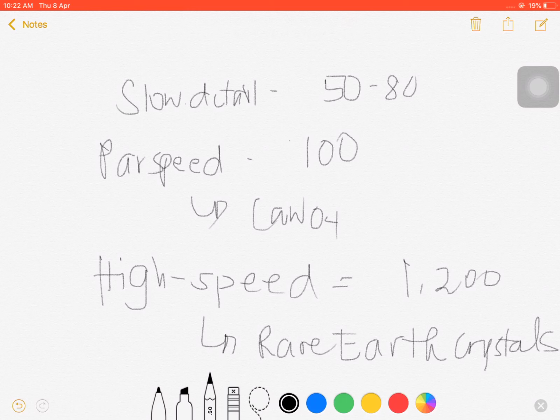Okay, again, these are the values of the screen speed. We have slow or detail screen that measures at about 50 to 80, and then we have par speed, which is the basis for comparison of all other screens, the value of 100, and par speed screen uses calcium tungstate phosphors. Last is the high speed rare earth screens that measures at about 1,200, and again, this uses rare earth crystals as a phosphor.